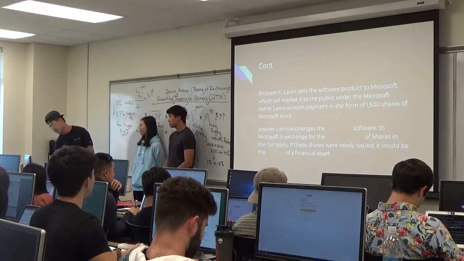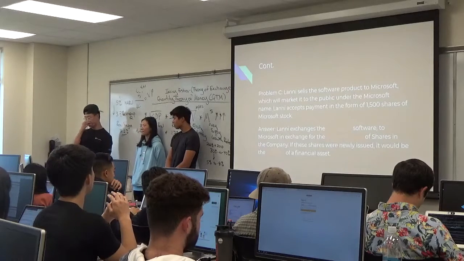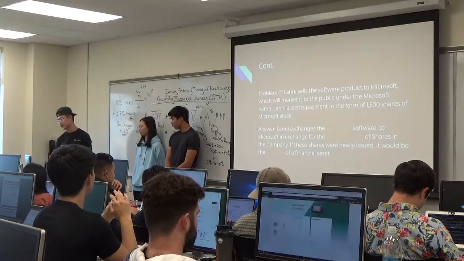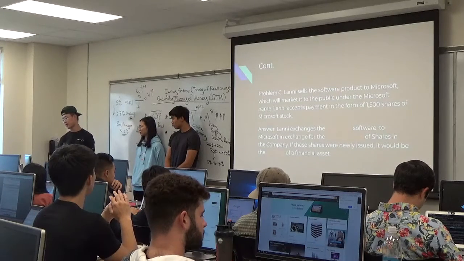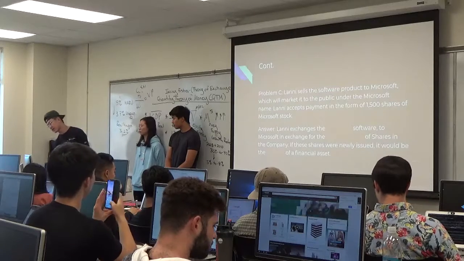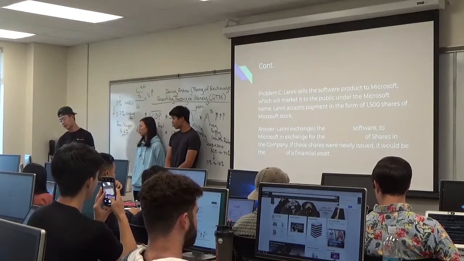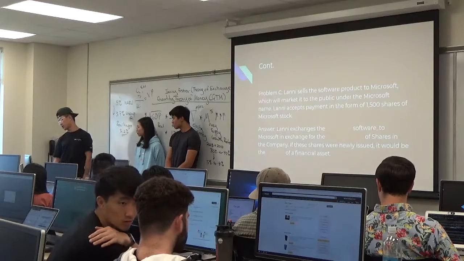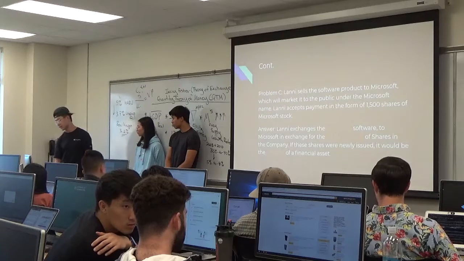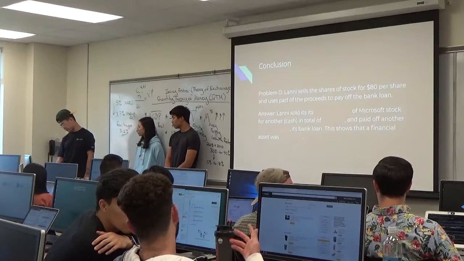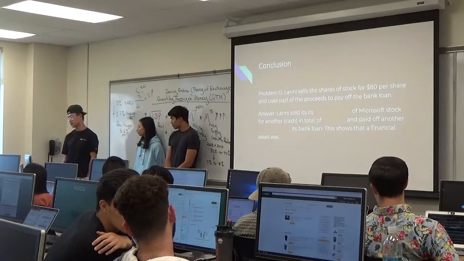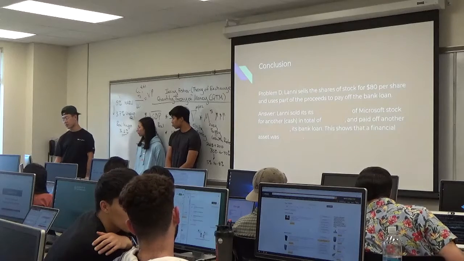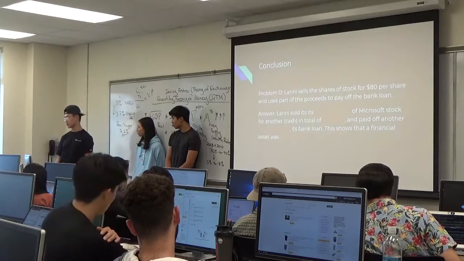In scenario C, Lanny sells the software product to Microsoft, which will market it to the public under the Microsoft name. And Lanny accepts payment in the form of 1,500 shares of Microsoft stock. So in this scenario, Lanny exchanges the real asset, the software, to Microsoft in exchange for a stake, or a financial asset. If these shares were newly issued, it would be a creation of a financial asset for Lanny. And then the last scenario was essentially Lanny selling the shares of stock at 80 and using the proceeds to pay off the loan that scenario A was talking about.